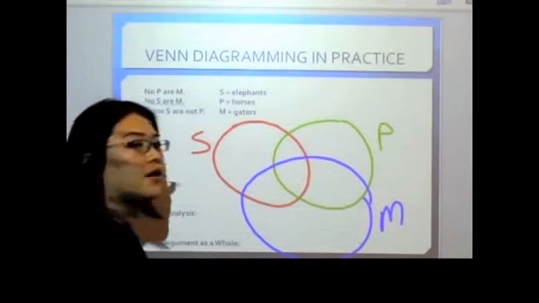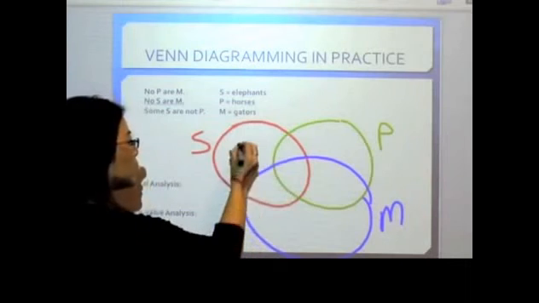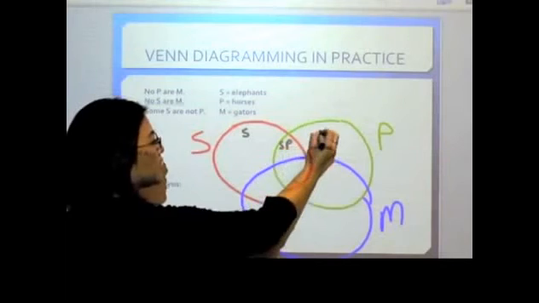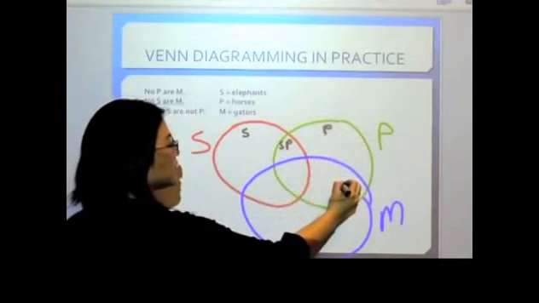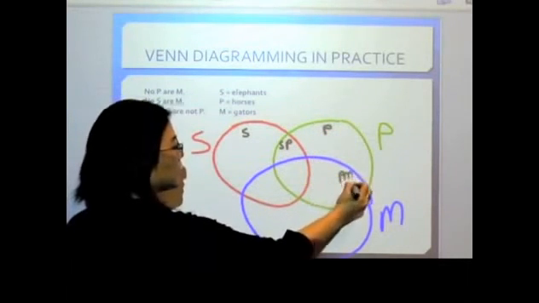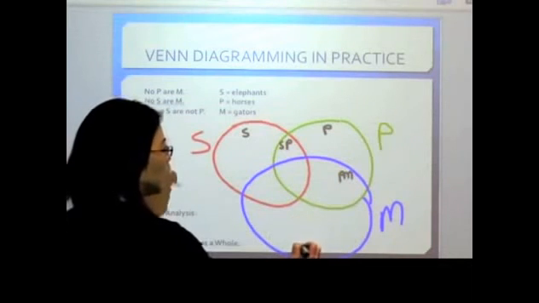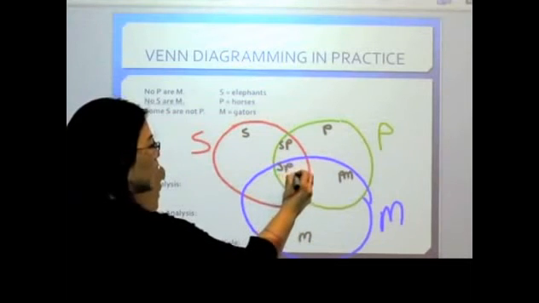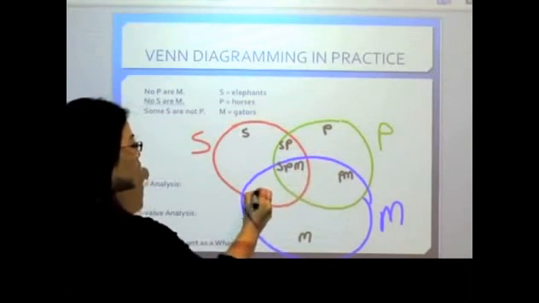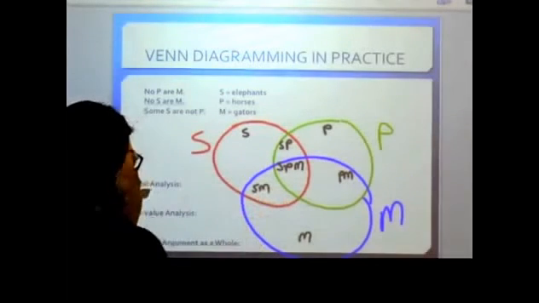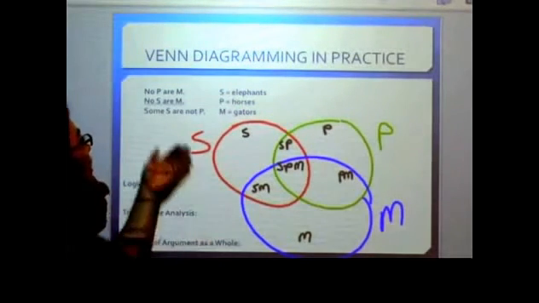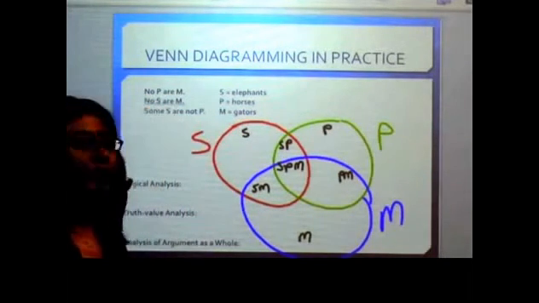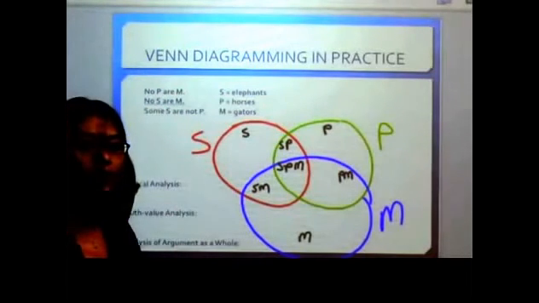And I'm going to go ahead and mark out the areas with the letters. So this is just S's. This is S's and P's. This is just P's. This is P's and M's. This is just M's. This is S's, P's, and M's. And this is S's and M's. Now, we have here for the two premises, no P are M for the major premise and no S are M for the minor premise.